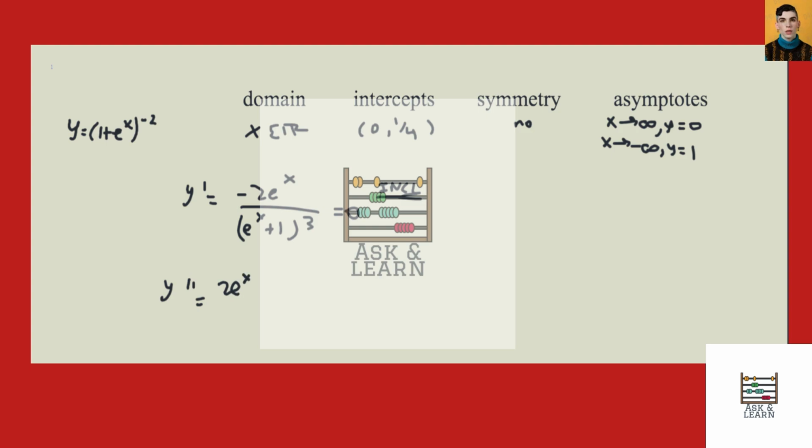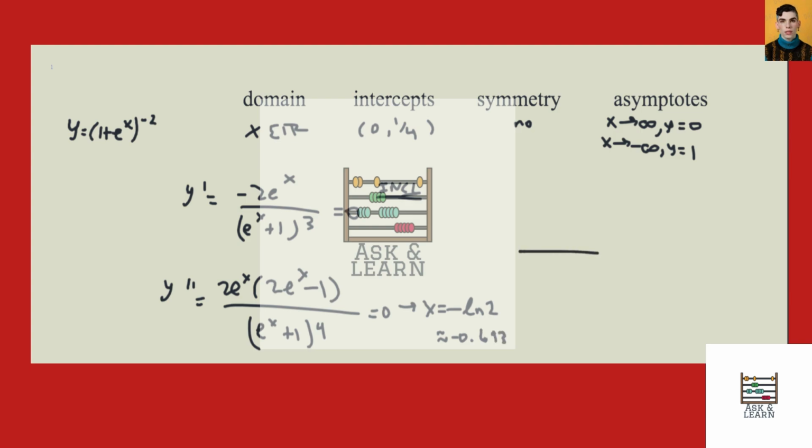2e to the power of x, 2e to the power of x minus 1 over e to the power of x plus 1, that's all to the power of 4. Set that equal to 0, and we see a critical point at x equals negative ln of 2, which is approximately negative 0.693. So if we do the second derivative test, so this is f double prime at negative 0.693, it's going to be concave down here, concave up here. So this is an inflection point.